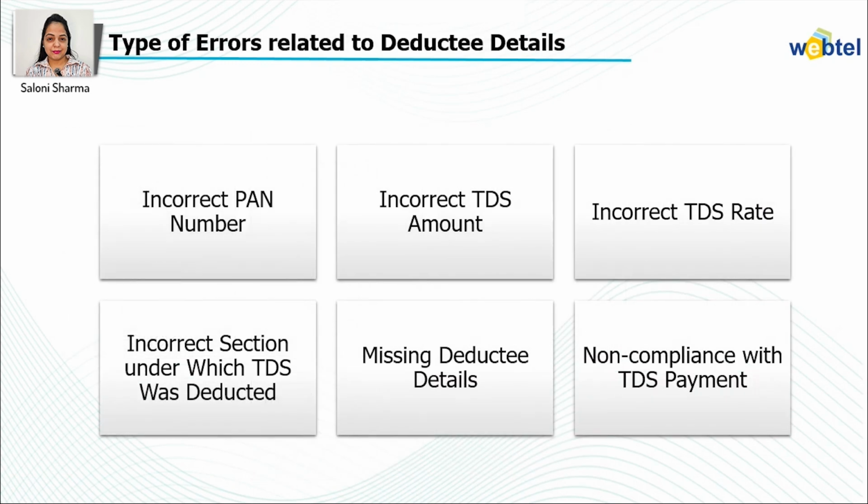So the type of errors that could be related to deductee details are incorrect PAN number, incorrect TDS amount, incorrect TDS rate, incorrect sections under which the TDS was deducted, missing deductee details, or it can be non-compliance with the TDS payment.